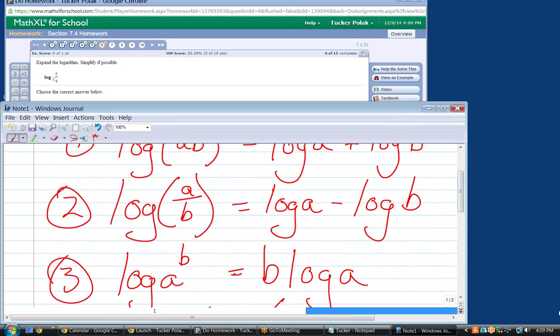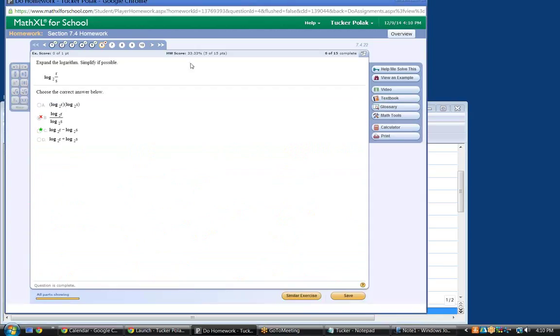In other words, rule 2 is the log of a divided by b. So it'd be log r minus log s, with the base. In other words, it's got to be the same base. So E is the correct answer.